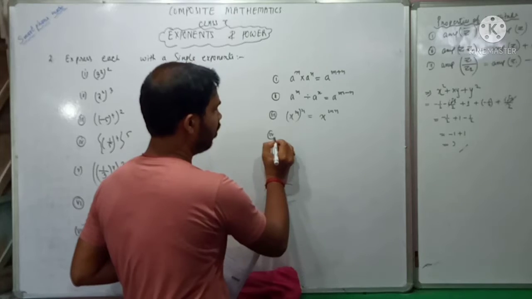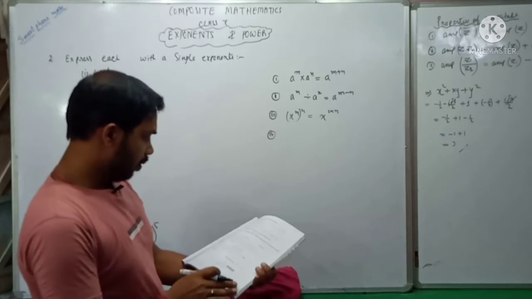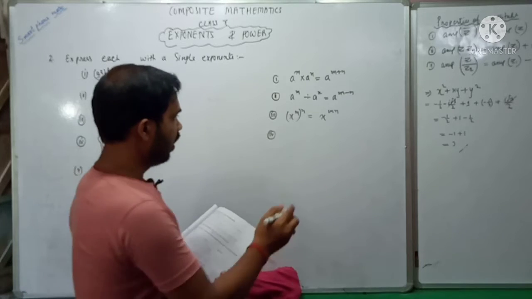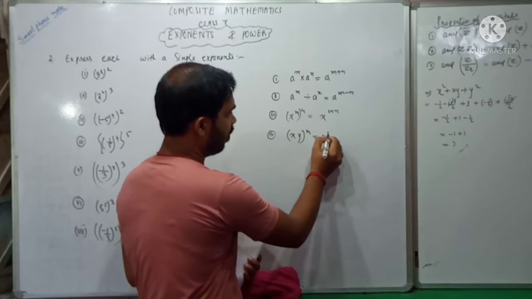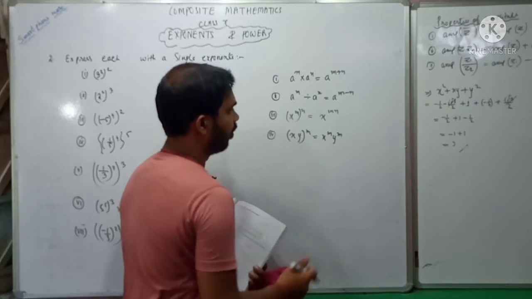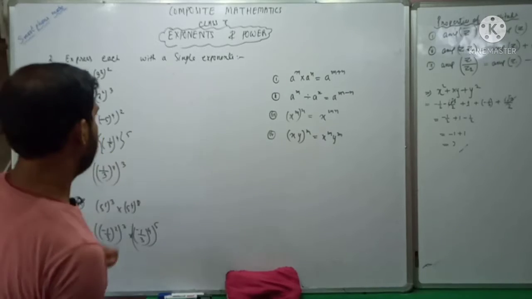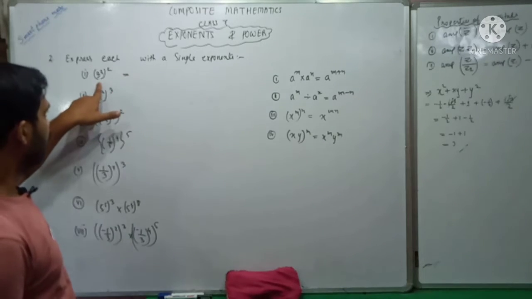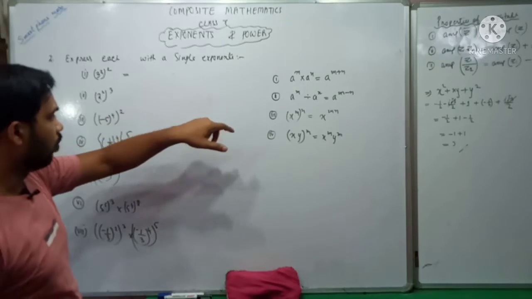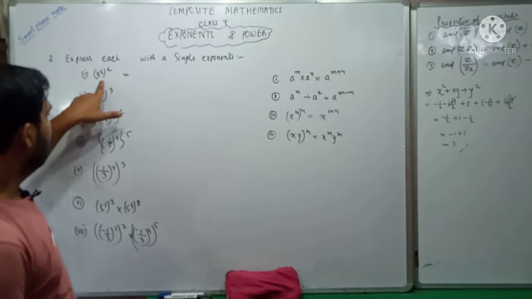So which law we are going to use, we will see from here. Okay, so next is xy whole power m is equal to x power m into y power m. So these are some of the laws we will use to find out this answer. Okay, so which one law will you use first? See this one and compare with the laws. Which law is matching with this expression?